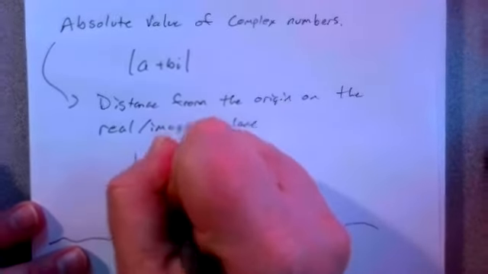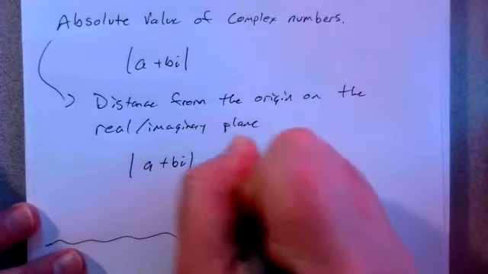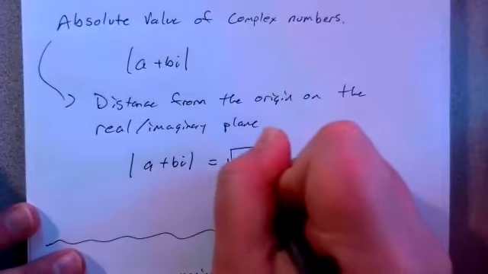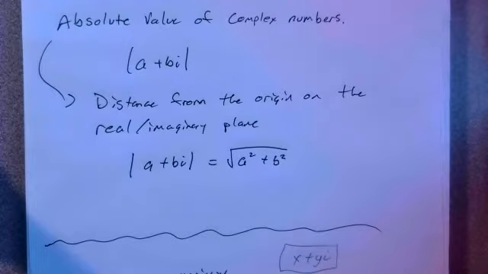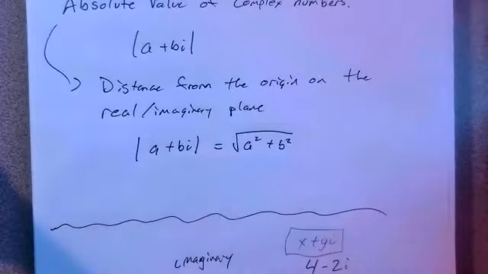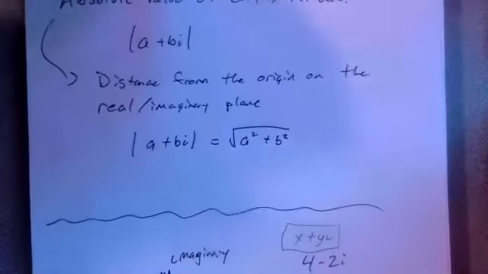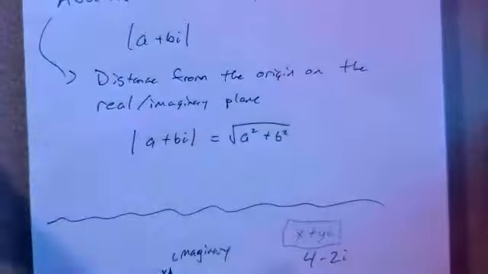The absolute value of A plus BI is equal to the square root of A squared plus B squared. And that's our formula that we're going to use. This is why it works, but this is our formula. Okay? So let's try it out. Let's see what we can do here.